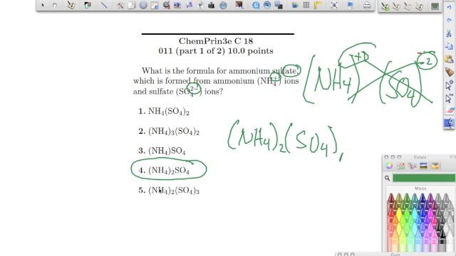So with polyatomics, just make sure that we crisscross like a normal ionic compound, and we just put the polyatomics in parentheses and crisscross those.